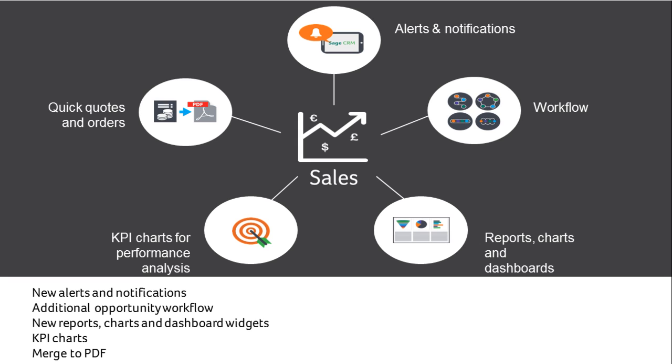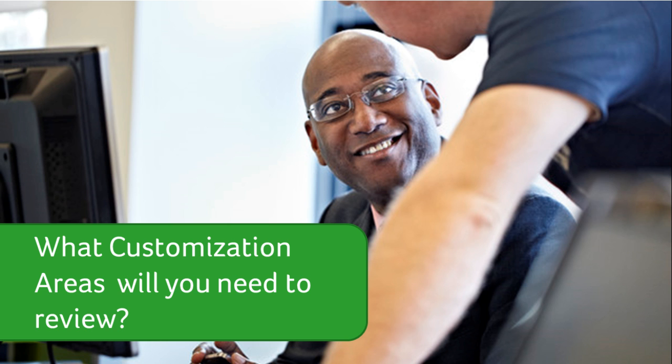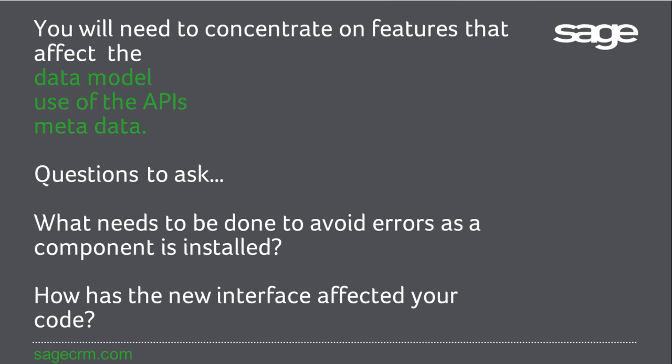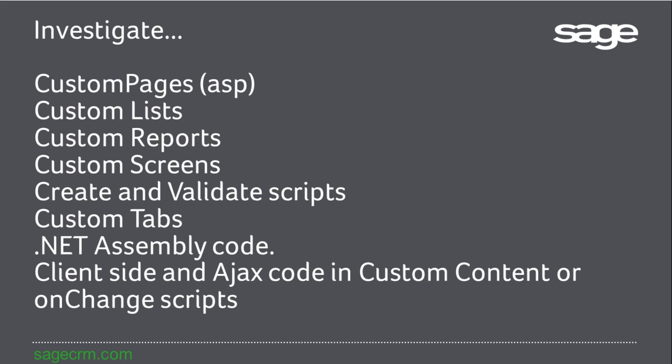Now, all of these changes consequently could have an impact on existing customization. So what areas do you need to review? Well, as part of this training course, we have to concentrate only on those features that may have implications on anything that depends on the data model, the usage that we make of the APIs, or the assumptions that we make about metadata. So it's important to understand what needs to be done to avoid errors as a component is updated. Now, you're going to need to investigate the impact that the changes introduced by the new theme and the additional features have on customizations and components.